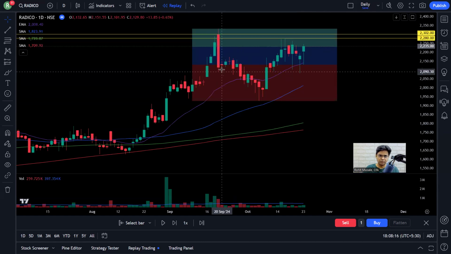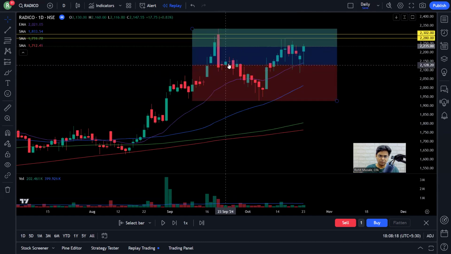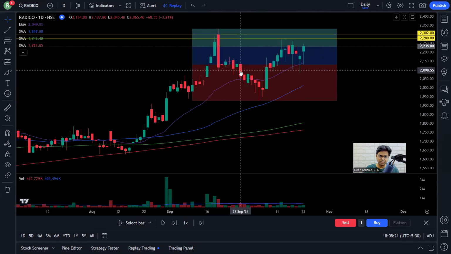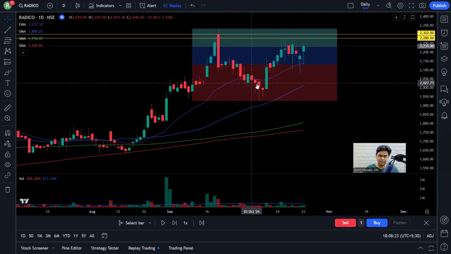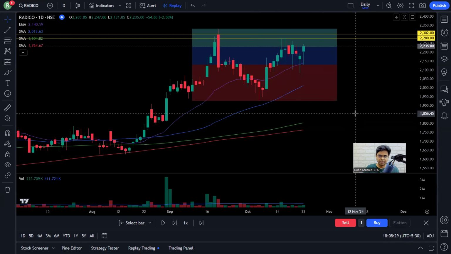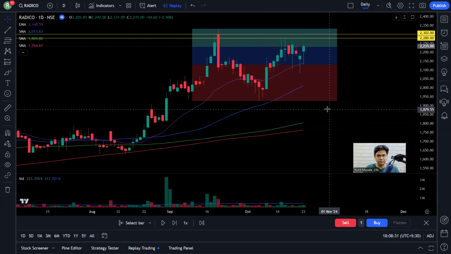So this is point one. So you start counting from here: 1, 2, 3, 4, 5, 6, 7, 8, 9, 10. So easily minimum 10 candles in the base. Rule number three, minimum 4 points in the base. So this base has got 5 points.